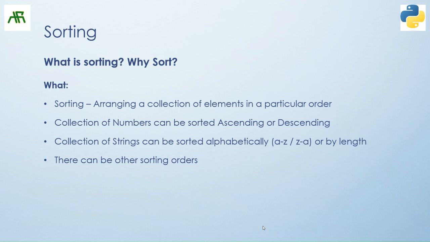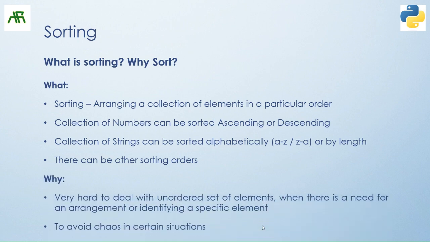A collection of numbers can be sorted in ascending or descending format, and a collection of strings can be sorted alphabetically, A to Z or Z to A, or by the length of the string. And there can be other sorting orders also. It depends on what we want to use.